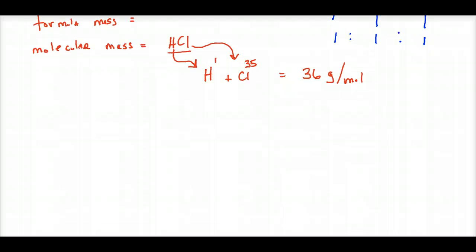Now, if I was to give you something like water, H2O, you would say, where do I start? Well, the best part is to see that, well, I have 2 H's per particle. In this case, we call it a molecule. I'm going to go to the periodic table, okay?